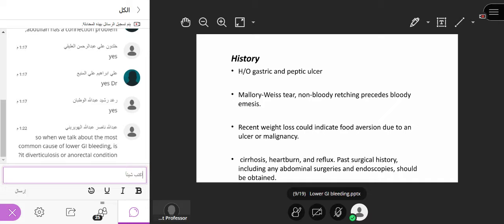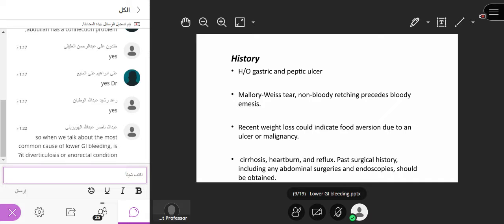So after too much eating, your stomach is full of food and distended, and then retching occurs. It may tear the esophagus or the esophagogastric junction, and you may bleed. So there will be hematemesis, too much bleeding. That is why you have hematochezia, bright red blood per rectum. Recent weight loss suggests ulcer and malignancy.